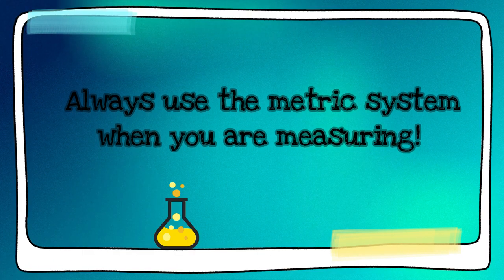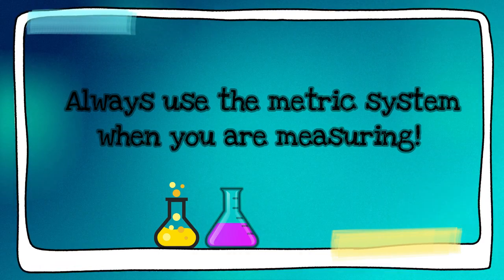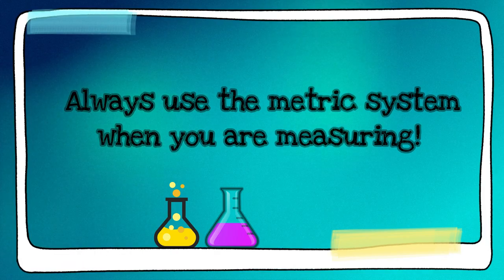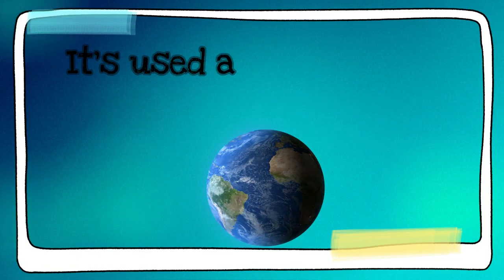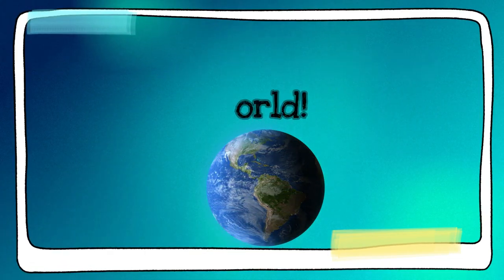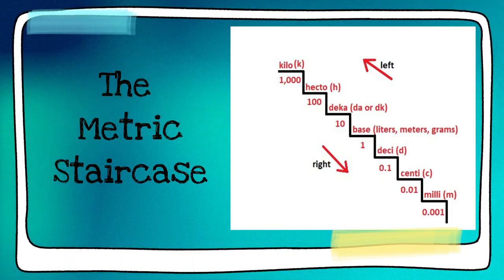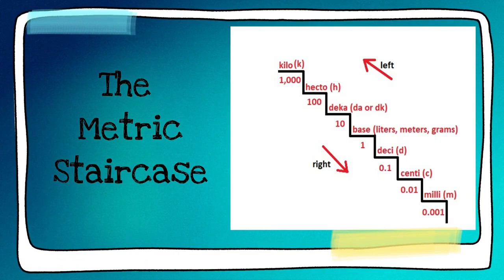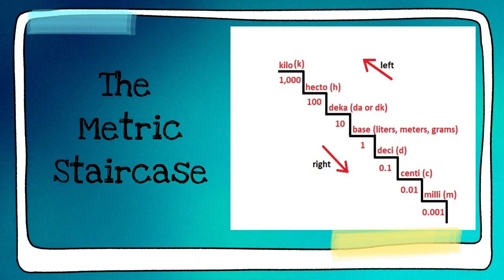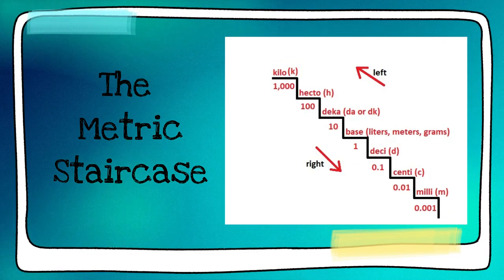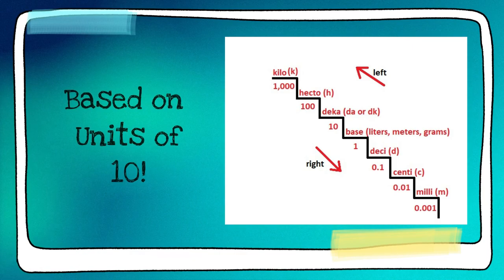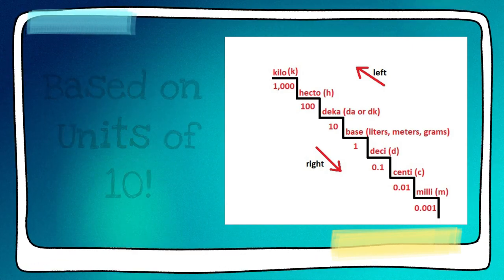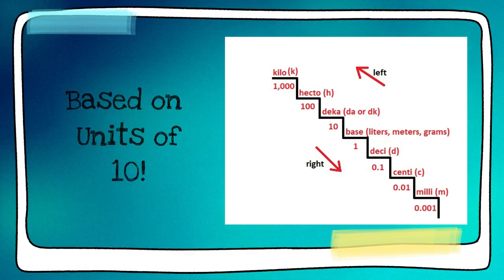One of the first things you'll need to remember when you're measuring is to always use the metric system. The metric system is a universal system that's used all around the world. This is called the metric staircase, and as you can see, as you're going down the staircase, you are getting smaller. So those numbers are decreasing, and they are decreasing by 10. So the metric system is based on units of 10.